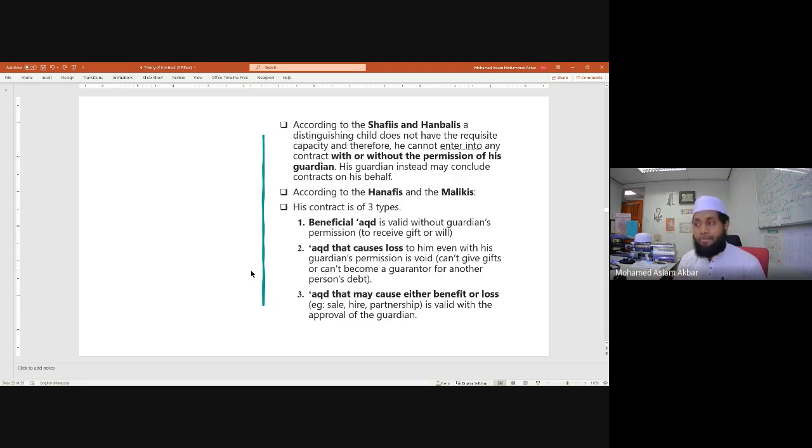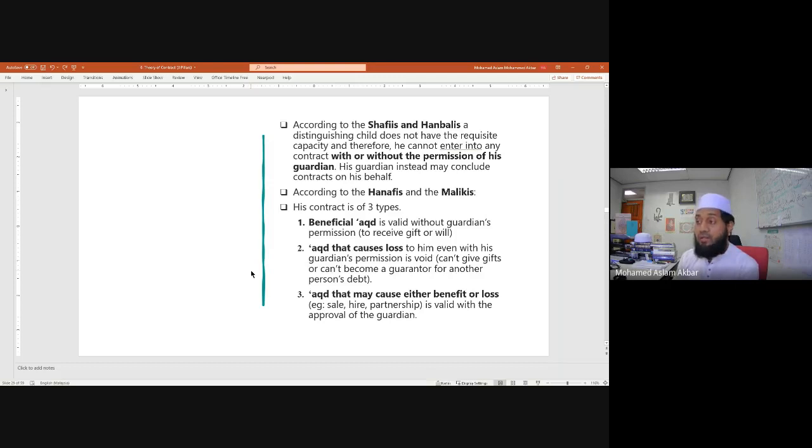Number 3, aqad that may cause either benefit or loss. This is what we call sale. When you are doing a sale, the characteristic of trade is that sometimes you might get a loss, sometimes you might get profit. So the profit and loss, what we call PLS, profit loss sharing, is always there in trade. So that kind of transaction, aqad that may cause either benefit or loss, for example sale, hire, partnership, is valid.